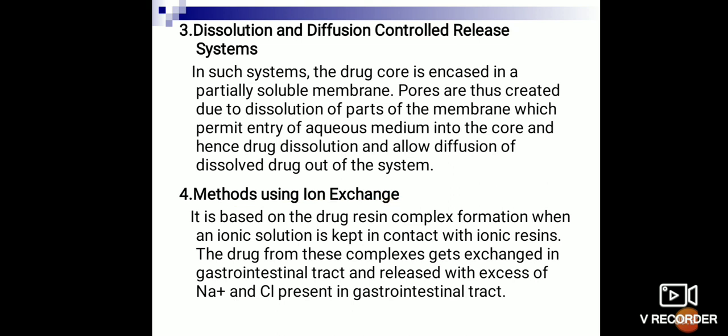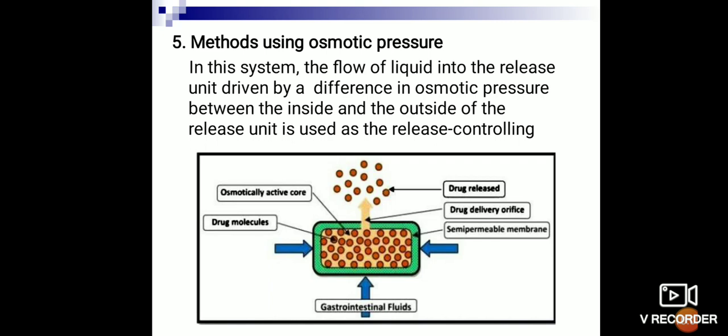The method using ion exchange is based on a drug-resin complex formulation. When an ionic solution is kept in contact with the ionic resin, the drug from the complex gets exchanged in the gastrointestinal tract and is thus released with the excess sodium chloride present there. So the ion goes into the device and the drug is released out. That is the exchange of ions, and that's why the drug is released from the device, right?